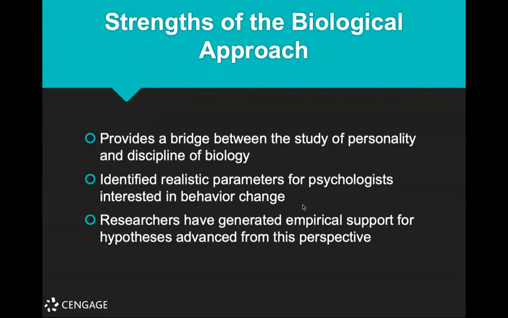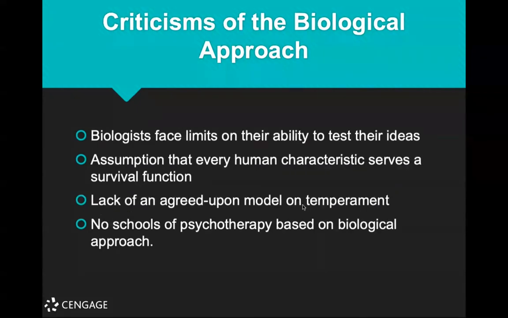It identifies realistic parameters for psychologists interested in behavioral change, right? So more concrete, realistic parameters can be measured based on what is found within the body, the changes, the variations, across people, across genders, across cultures. Researchers have generated empirical support for hypotheses advanced from this perspective. So again, there's research out there that actually provides solid support for this perspective.